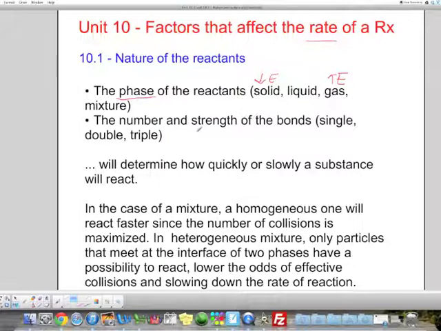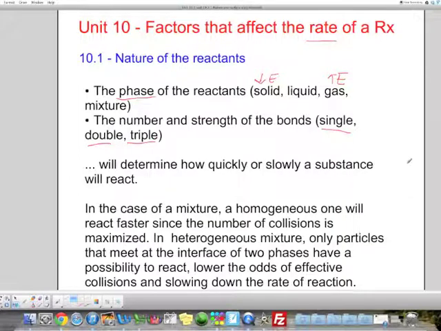Now, what else? The number and strength of the bonds. If I have a single bond, it's much easier to break than a double or a triple bond. A triple bond requires, again, more energy to break it, which means it'll make for a slower reaction. If you have a bunch of molecules that all have single bonds, they will react much more quickly. So, as a summary, less bonds is better, faster, and something that's warmer is also better or faster.